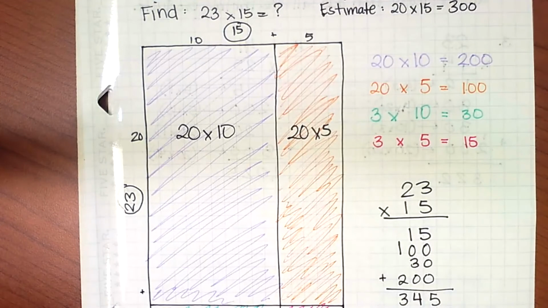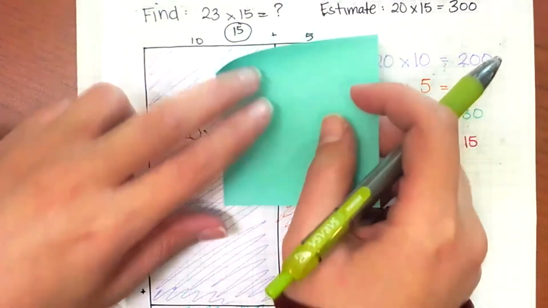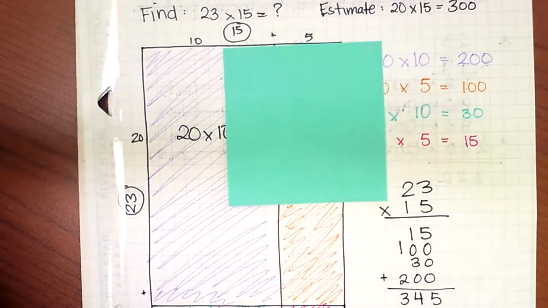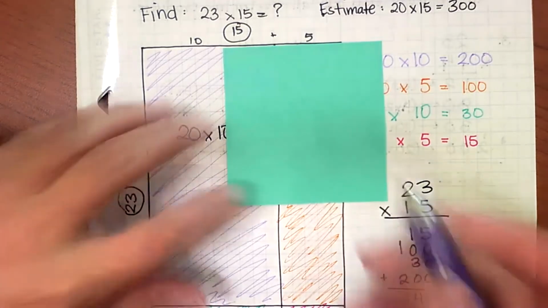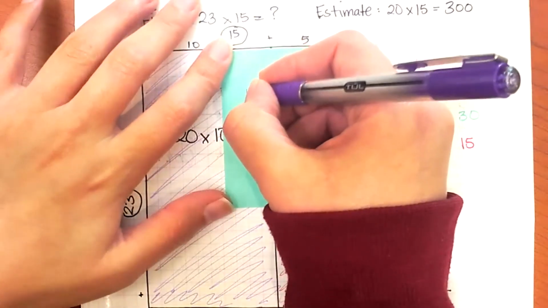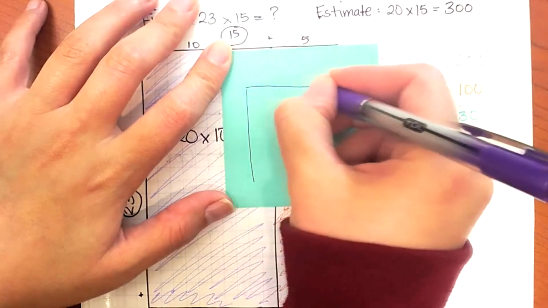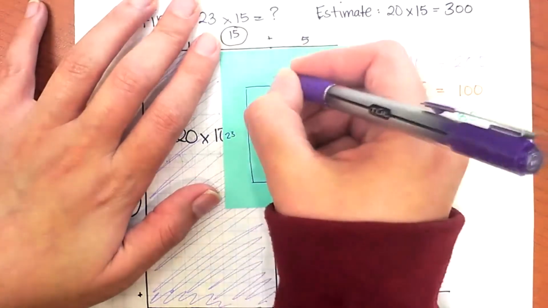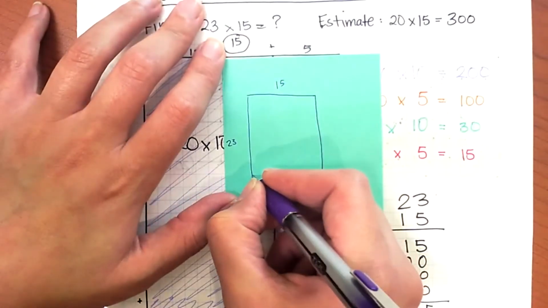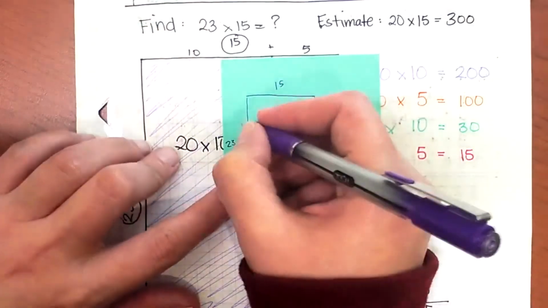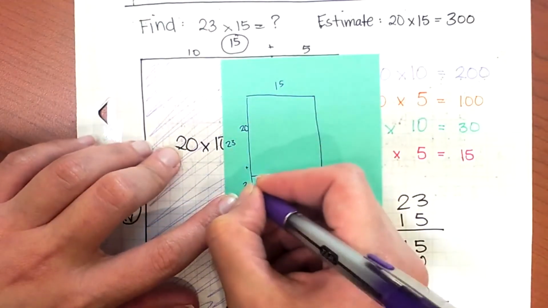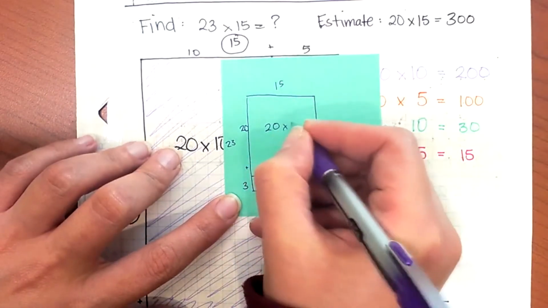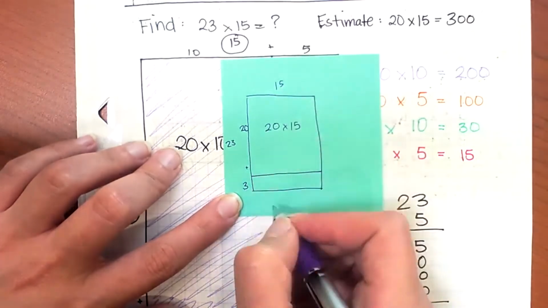Now, let's just do this on a sticky note so that you can see it. If I wanted to do the 23 broken up and the 15 staying whole, I would still have my rectangle here. So if this side was all 23 and this side was 15, I would just break one. So this would be 20 plus 3, and this whole thing would be 15. So the way I would solve this, I would do 20 times 15 here, and then 3 times 15 here.